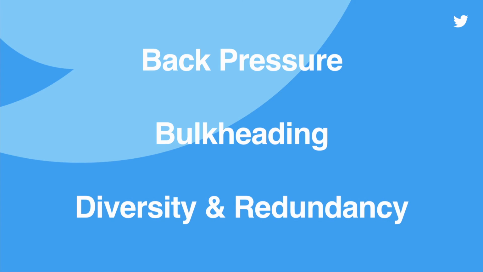So to recap, when you're designing a large-scale message processing pipeline, you need to think about back pressure to withstand increased volume and operational failures, bulkheading to isolate those failures, and redundancy and diversity to prevent those failures from rippling across your entire system.